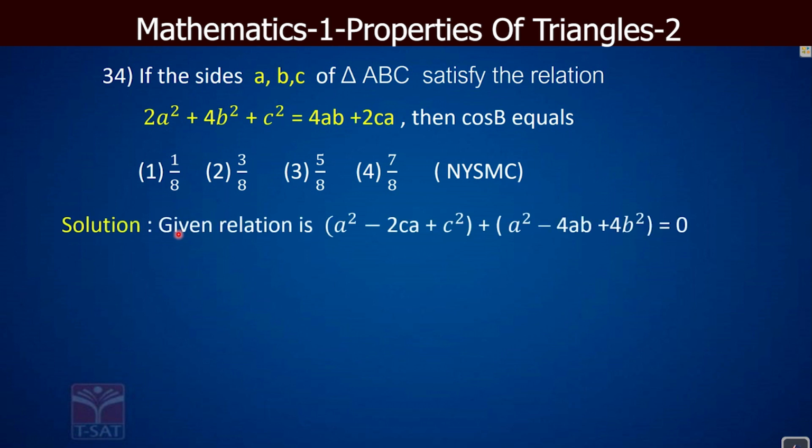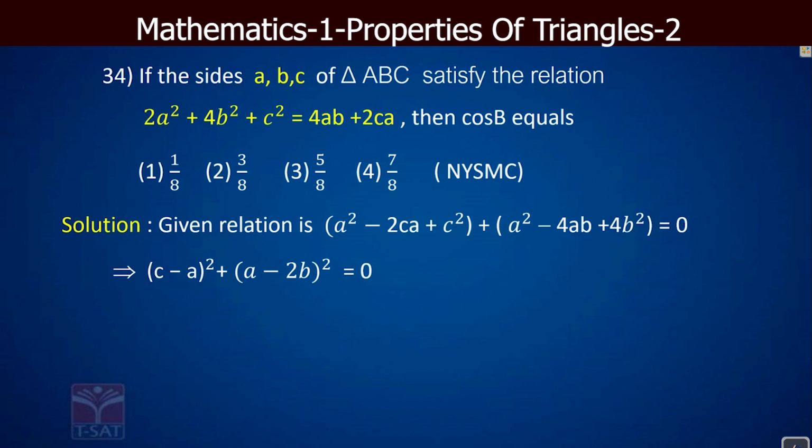So here the relation is given. If you are given such problems, then what you do is, you try to show from the entire hypothesis that a sum of squares of numbers is equal to 0, so that each is equal to 0. That is the idea behind such problems. So the hypothesis 2a square plus 4b square plus c square is equal to 4ab plus 2ca, we can write it as (c minus a) whole square plus (a minus 2b) whole square equal to 0.